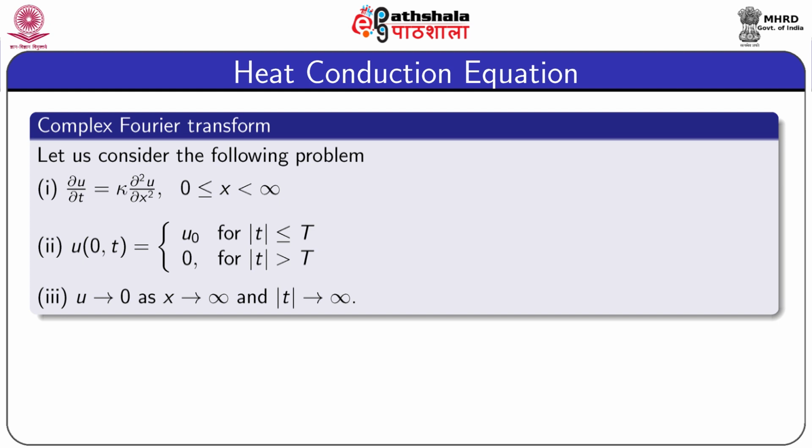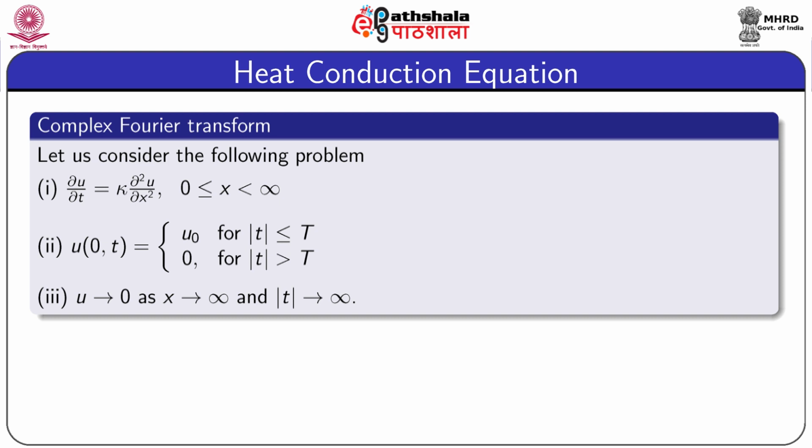Now, we shall consider the heat conduction equation, and we shall apply the complex Fourier transform to find the solution of this equation. The given equation is the one-dimensional heat equation in the Cartesian coordinate system, which is given by equation 1, ∂u/∂t = κ ∂²u/∂x², where x lies between 0 to infinity, and this equation is satisfied with the given condition.